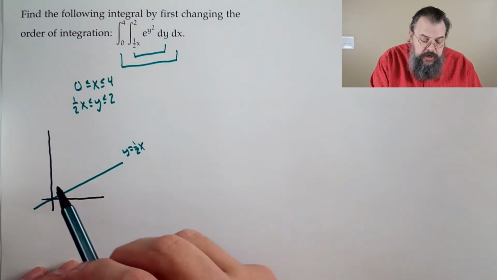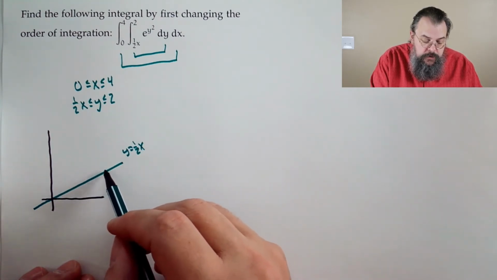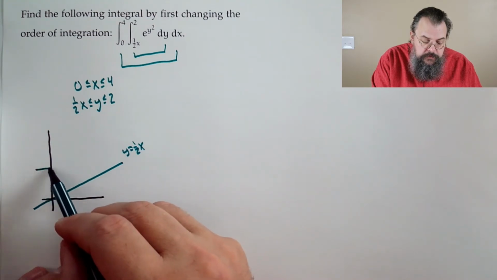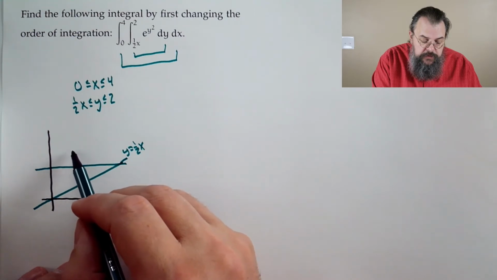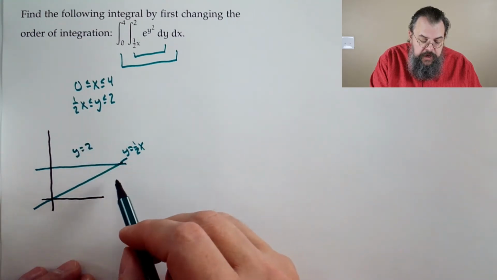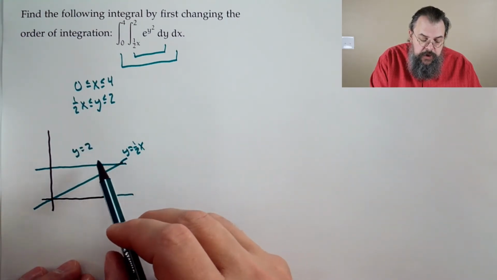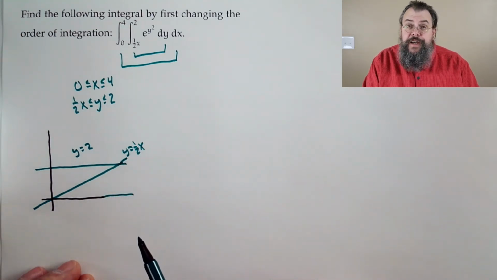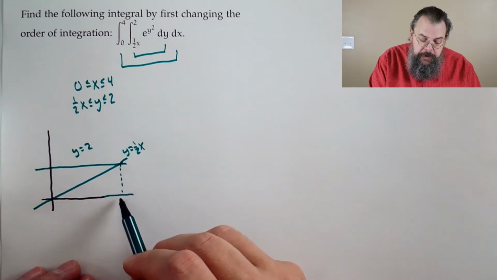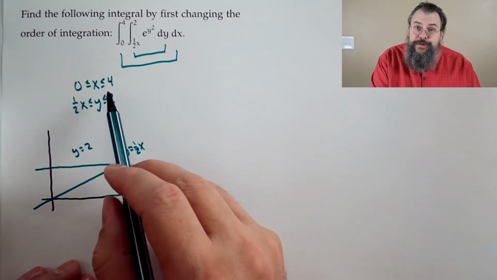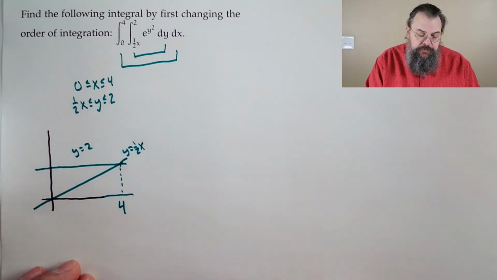Okay, and then we'll have y equals 2. Let's say it's this line. Here's y equals 2. And on a side note, where does 2 and 1/2 x intersect? Well, very conveniently at 4, which is not too surprising because we have a bound from 0 to 4.